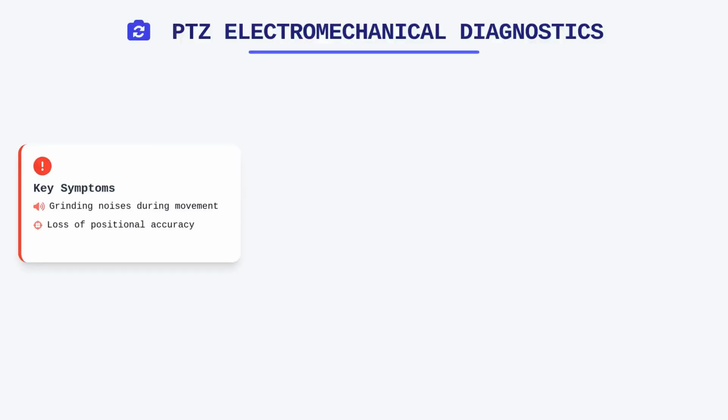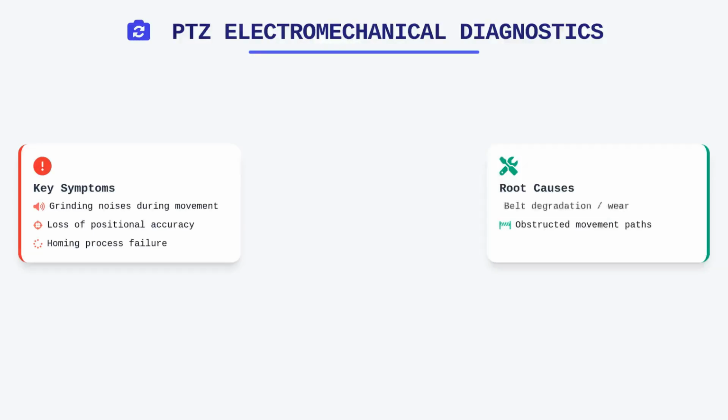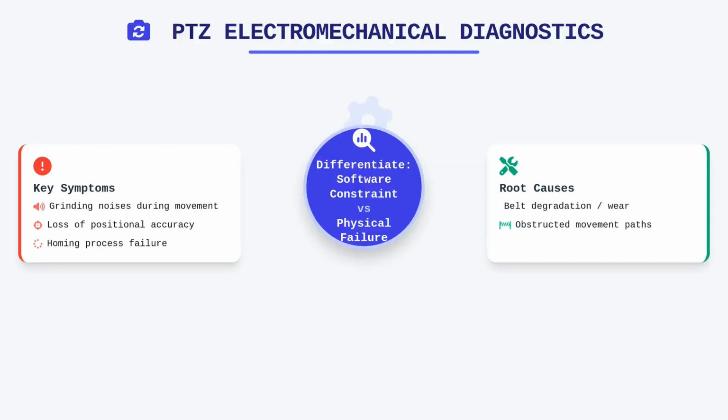Failures in electromechanical units, specifically pan-tilt zoom systems, demand a slightly different diagnostic focus. These devices suffer from mechanical wear, which often manifests as grinding noises or a loss of positional accuracy during calibration cycles. If a PTZ camera fails to complete its startup homing process, the issue might be an obstructed movement path or internal belt degradation. Deep mechanical understanding is required here, as you must distinguish between a software-defined movement constraint and a physical failure of the stepper motors or gearing.